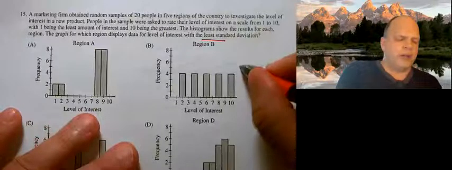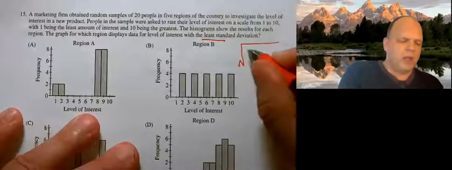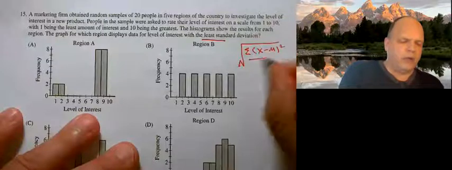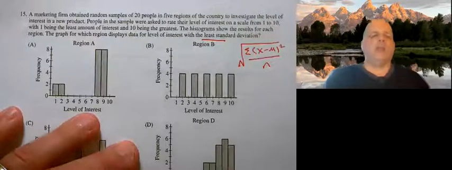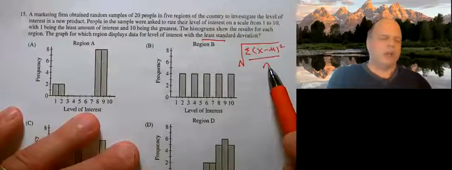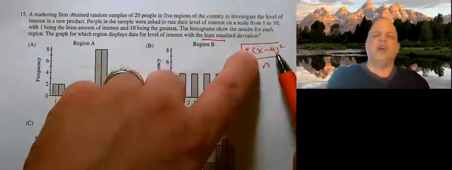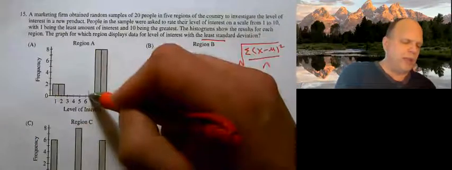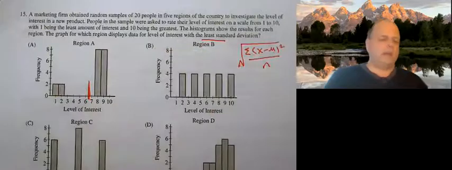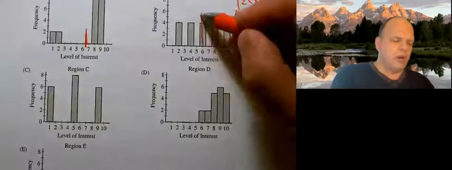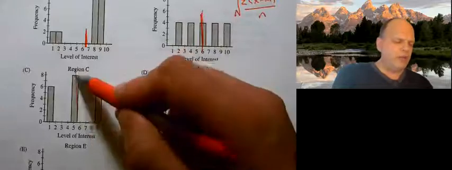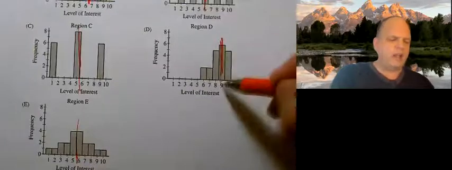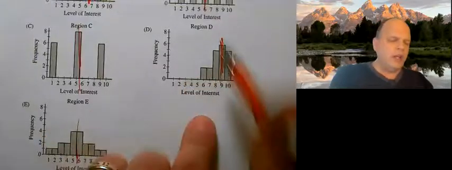Well, if you remember, our standard deviation formula is the summation of x minus mu squared over n. Well, they all had sample sizes of 20, so that's not going to change. So what matters is this distance. Whatever the average is, we want the minimum distance. Well, I'm not sure, but I'm guessing my average right here is going to be right about there. This average is here. This average is here. This average is here. And the one that has the data that's closest to the average is D.